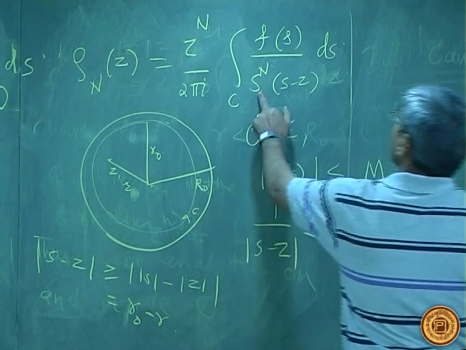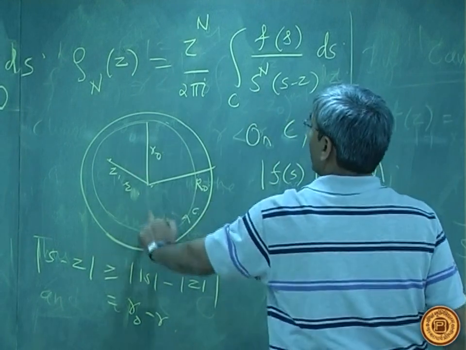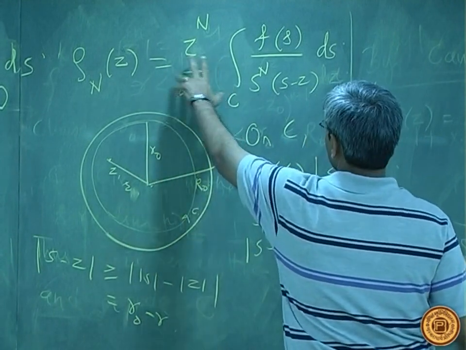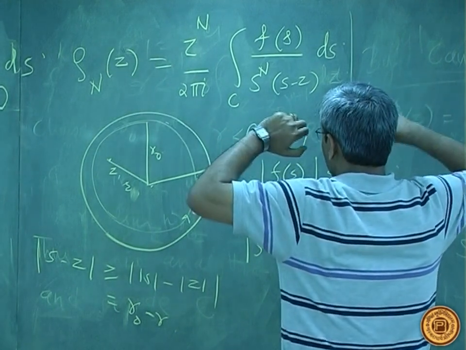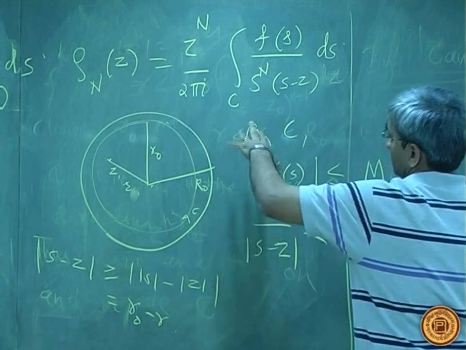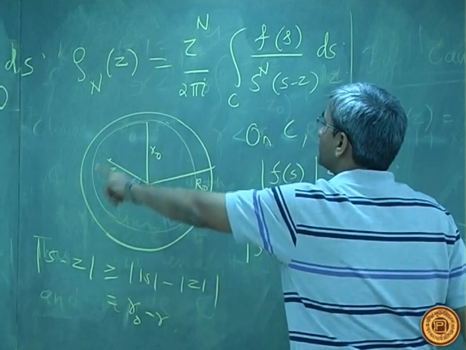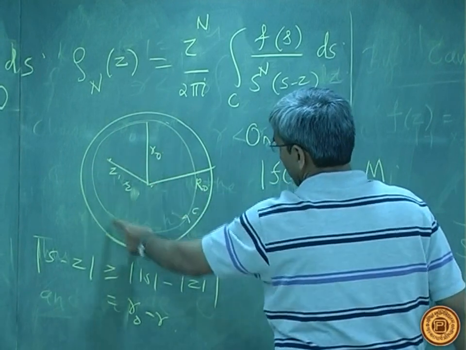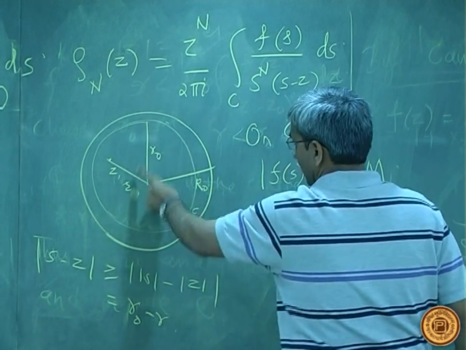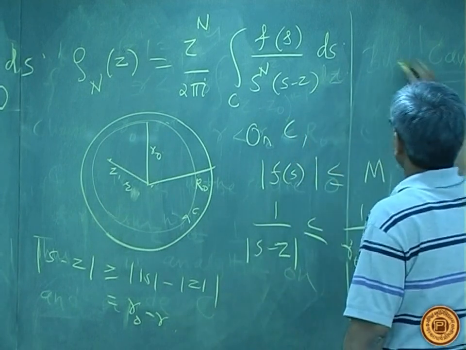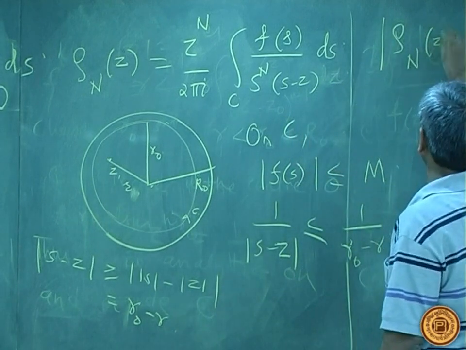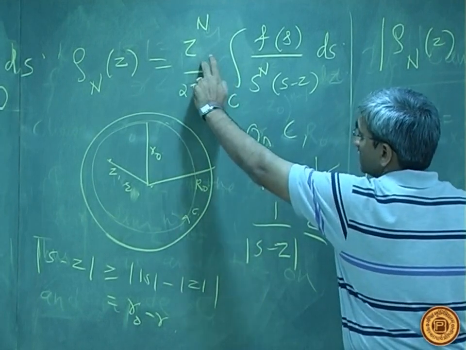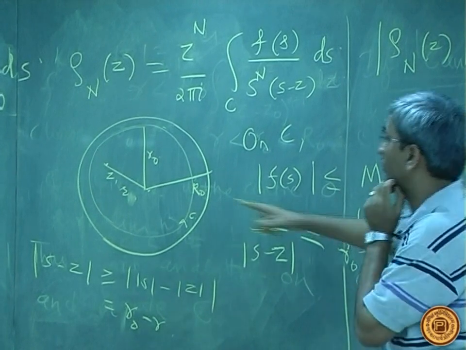What remains is the S, but mod S is nothing but R naught, and Z is R. So we have all the estimates now. The length of C is 2 pi times R naught, because its radius is R naught. So this mod of rho and Z, now I am in a position to estimate. This is less than or equal to R naught to the power n, R to the power n, so mod Z is R.